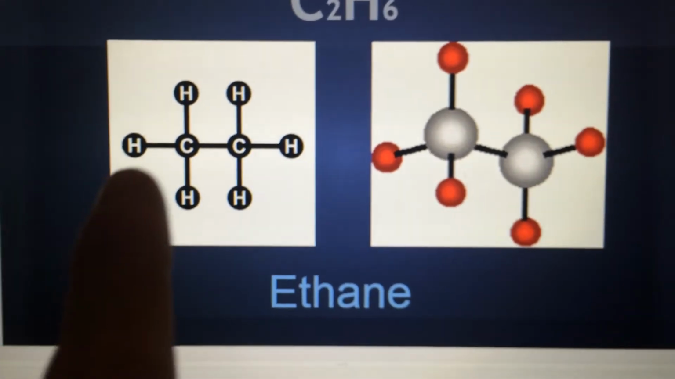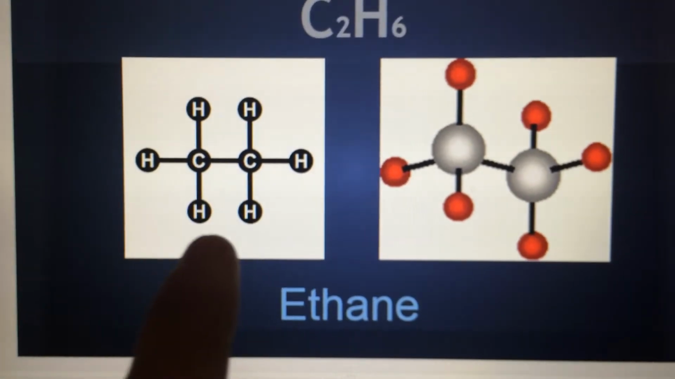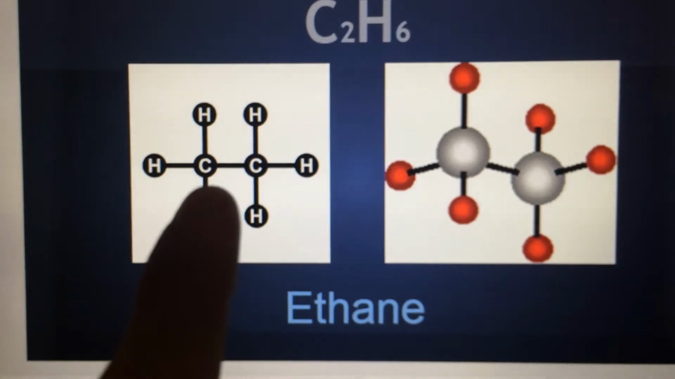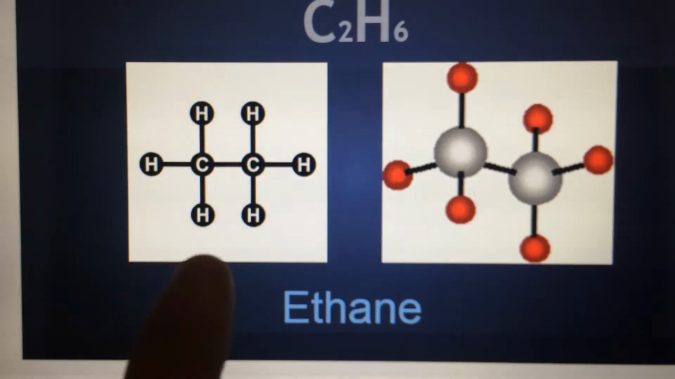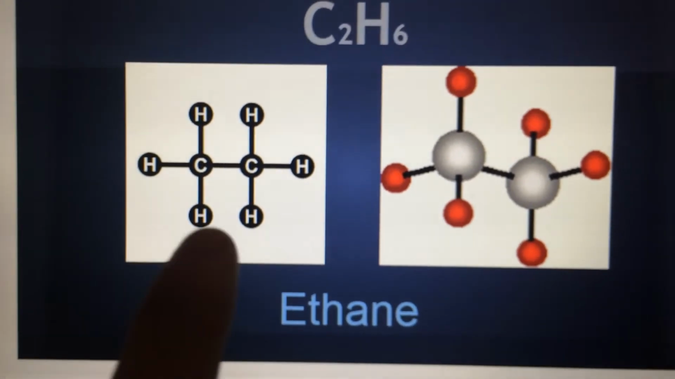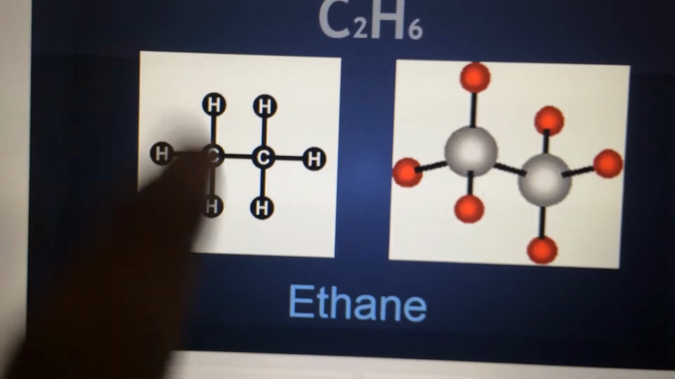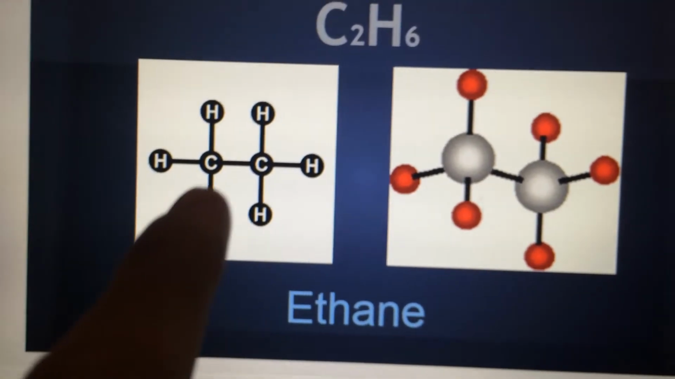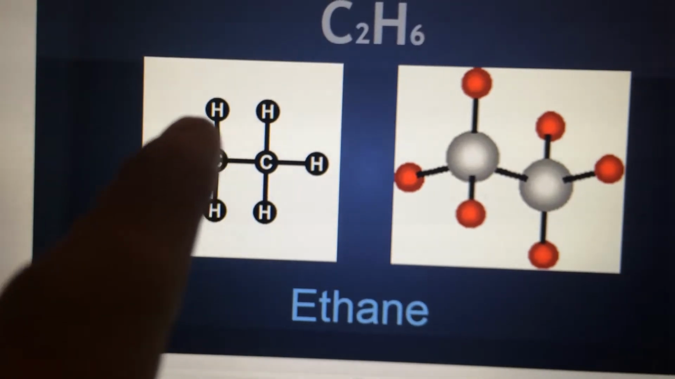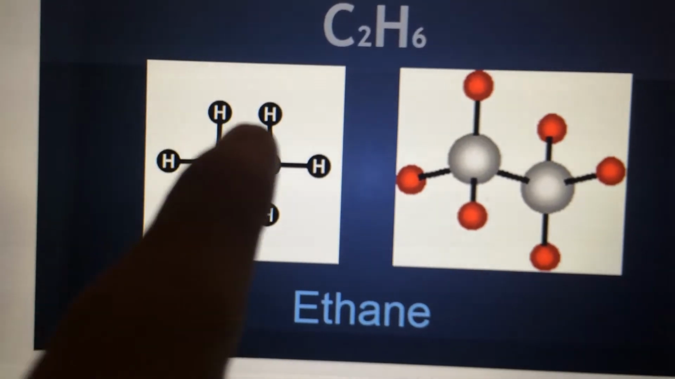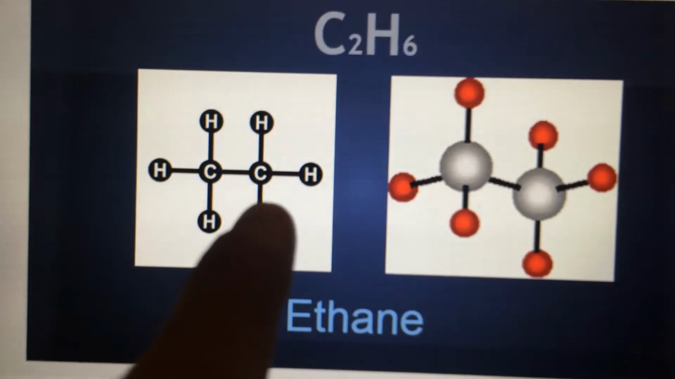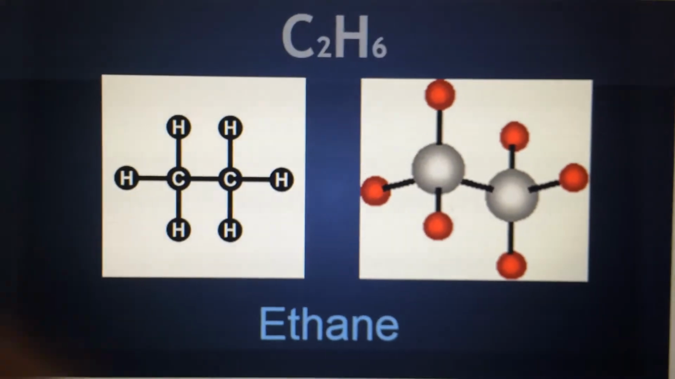So in this diagram you can see the 2 carbon have bonded with the 6 hydrogen. Carbon has 4 valence electrons and hydrogen has 1. Each of these electrons shares with the other one. So there would be 2 here, 2 here, 2 here, 2 here, 2 here, 2 here, and 2 here. They're represented by lines.